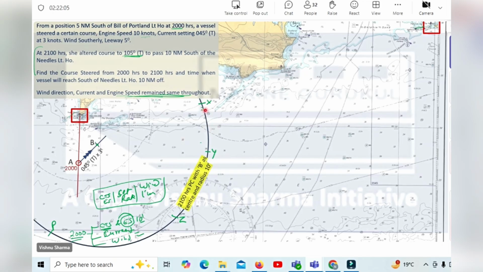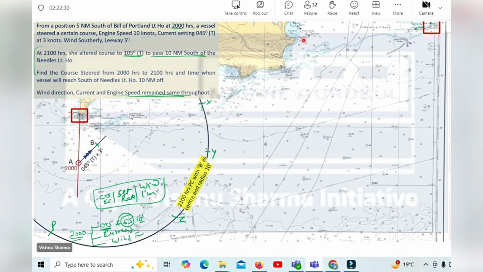But the problem is, since I do not know whether to start this triangle at X or Y or Z or P, I will make it somewhere totally away from it. So you see here, where will that course made good take me? That course made good will take me through a position which is 10 miles south of Needles Light.